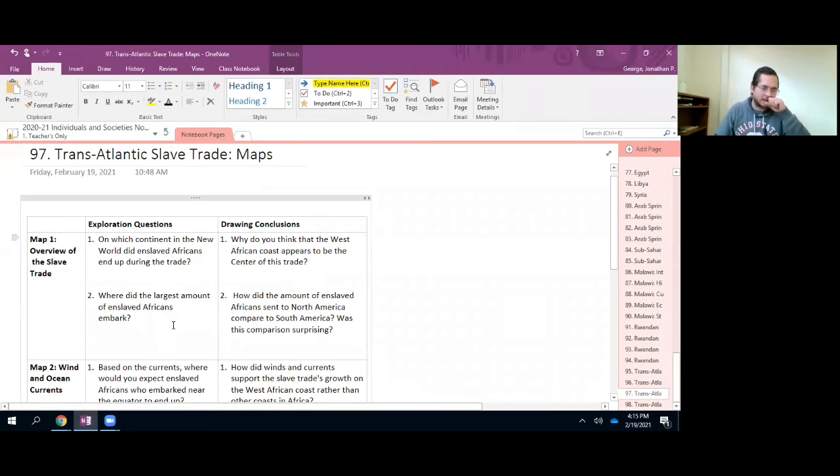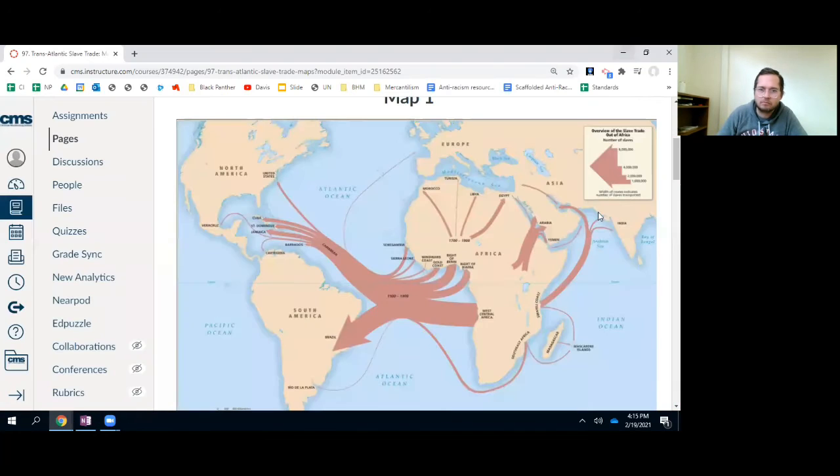Then we look at the second one. Let's see what you have as well. Where did the largest amount of enslaved Africans embark? Which means to get on the ship. See if you got this right: West Central Africa. There is a larger, thick arrow or line that connects to the arrow, showing that a large amount of Africans were enslaved and embarked on the ship from West Central Africa.